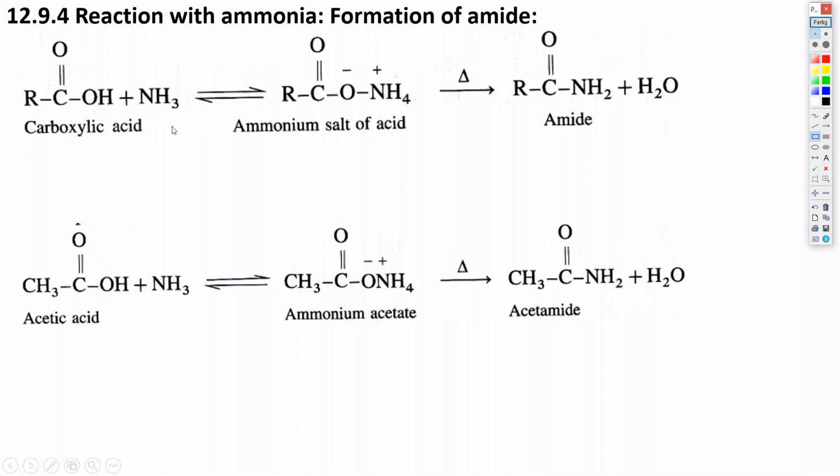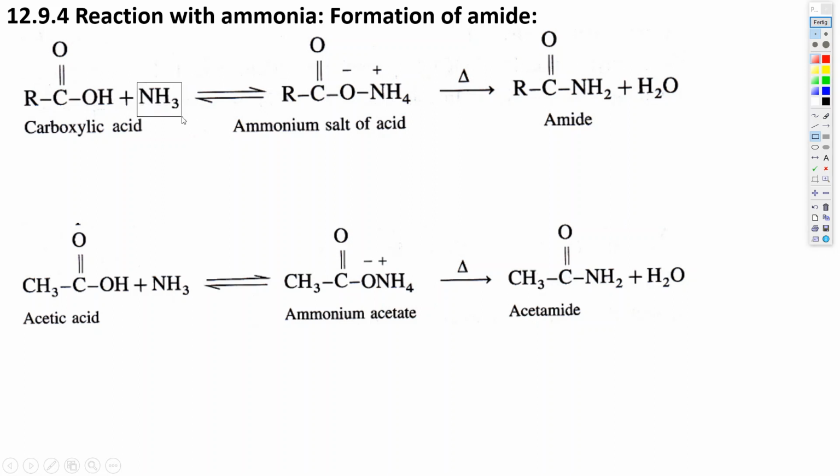So first we discuss carboxylic acid and ammonia. Everyone knows the structure of a carboxylic acid. The structure of carboxylic acid is R C double bond O OH. Everybody knows the formula of ammonia, that is NH3. So very simple reaction. There is an addition product. The addition product will be like this.